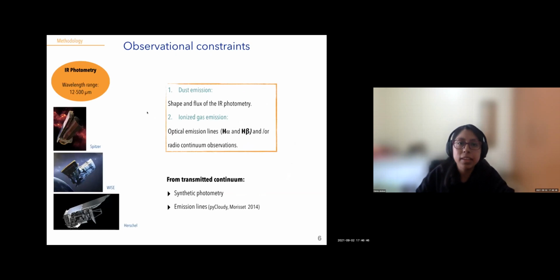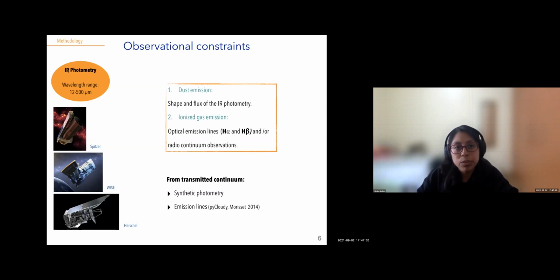Our models were constrained by dust and gas emission measured from observations, and we use the shape and flux of the infrared photometry to fit our model. However, in order to calibrate the quantity of ionized gas, we use the H alpha and H beta emission lines and radio continuum observations. This can be done because the transmitted continuum given by CLOUDY can be used to calculate synthetic photometry and emission fluxes, and measure fluxes of the emission lines by synthetic slits.